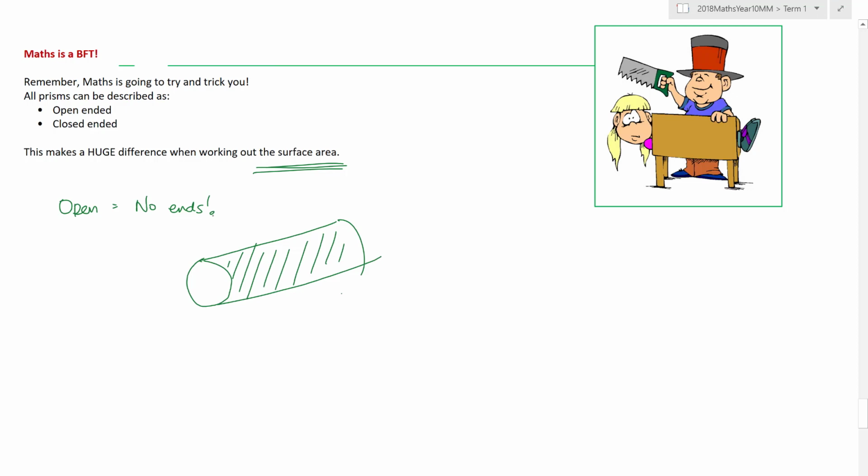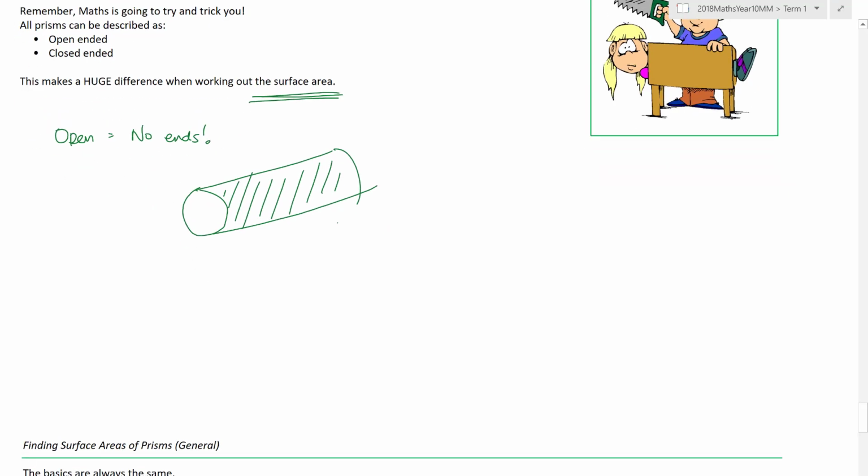Whereas in the situation of my jelly tots, that would have to be closed-ended. Otherwise, you put the jelly tots in, it is going to falleth out. And there is going to be no jelly tots by the time I get them for Christmas, because they'll be strewn all over the floor. So, closed in this situation means there are ends.